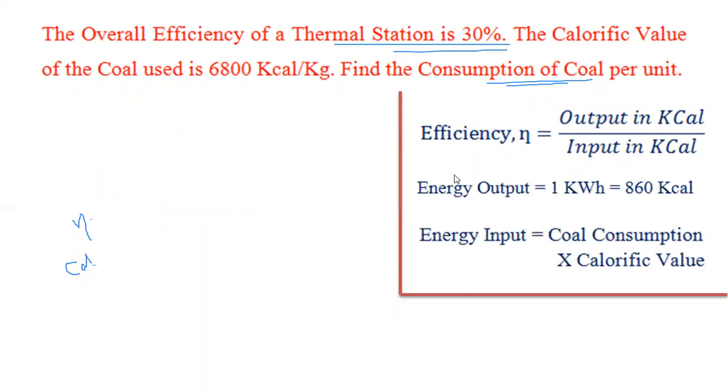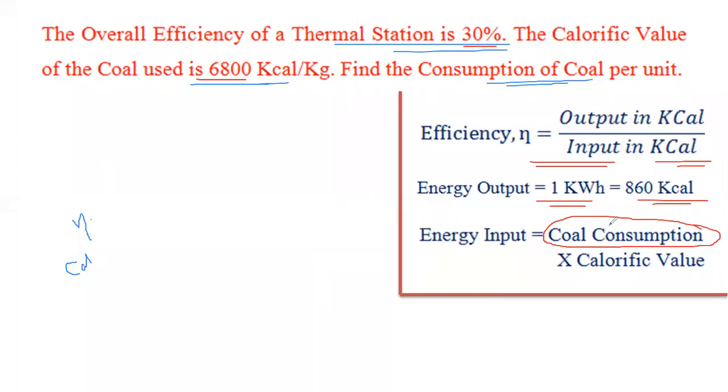Now to find the coal consumption per unit, we can observe that as per the given data, we only have the thermal efficiency as well as the calorific value of the coal. Already we know that the efficiency is nothing but output with respect to the input. Output in kilocalorie with respect to the input in kilocalorie. Output means the energy output, that is nothing but the 1 kWh, the constant value 860 kilocalories. Here we want to find the input, how much fuel is utilized. That is the coal consumption into the calorific value.